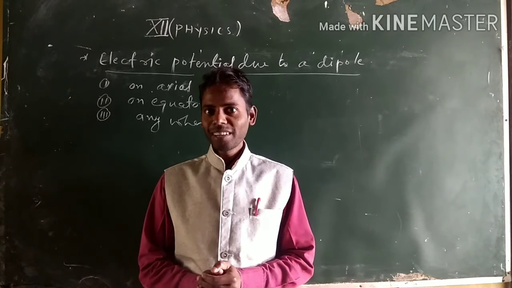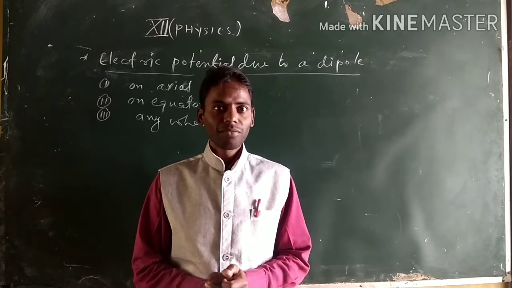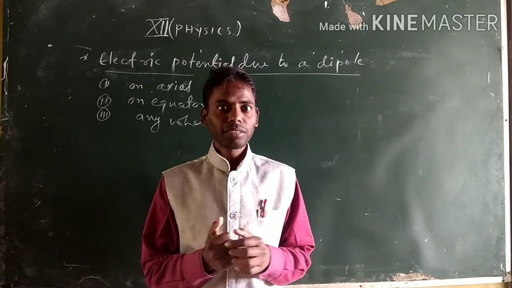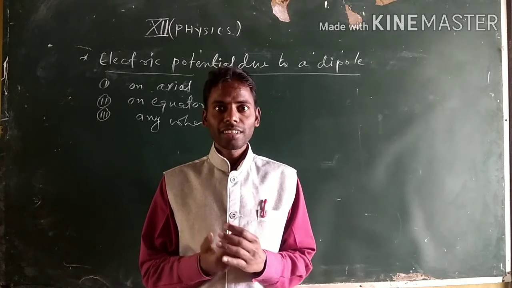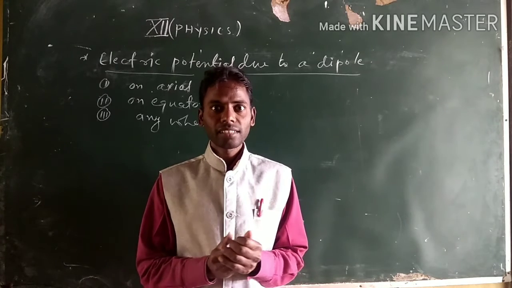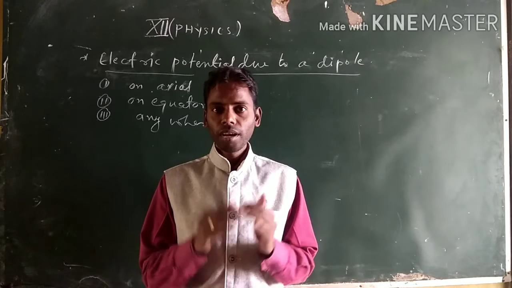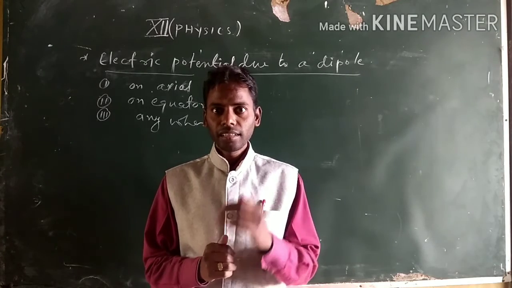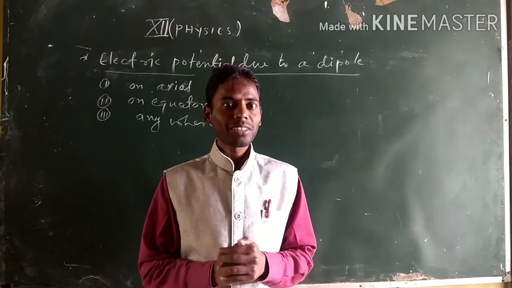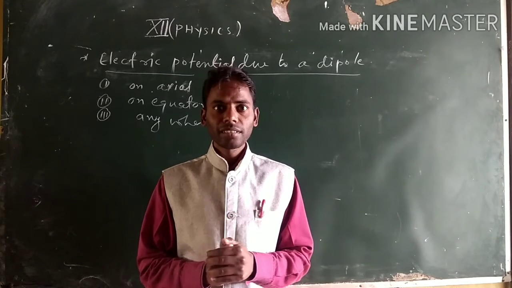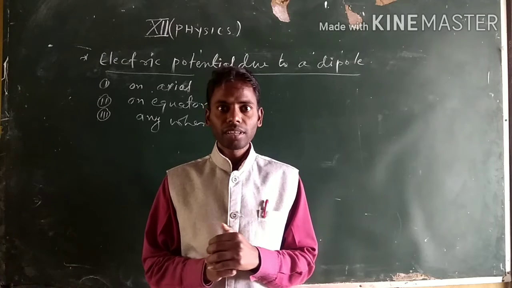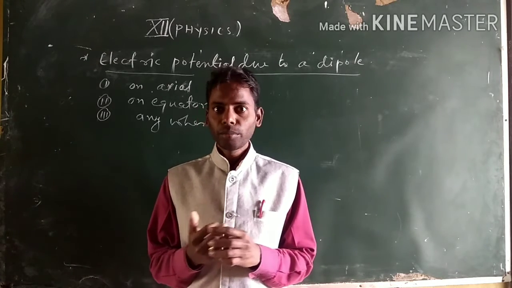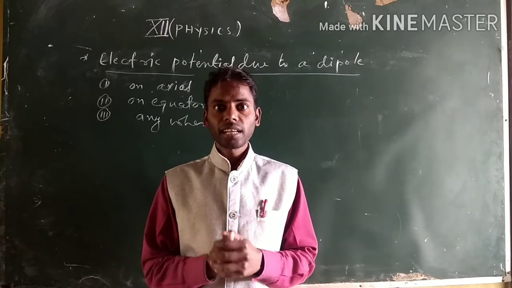Today I brought a new topic of class 12 physics, chapter number 2. Our chapter number 2 is electrostatics, potential and capacitance. We discussed in the previous lecture how to define the electric potential difference, and one derivation we have already done there: electric potential at a point due to a point charge.